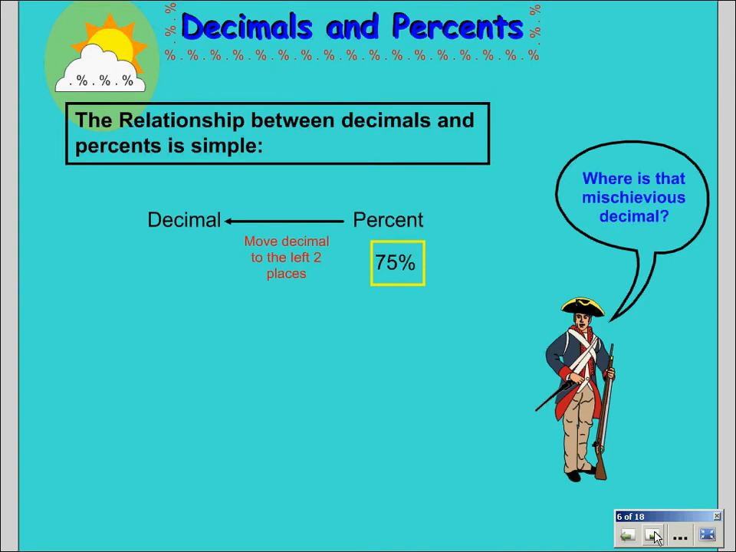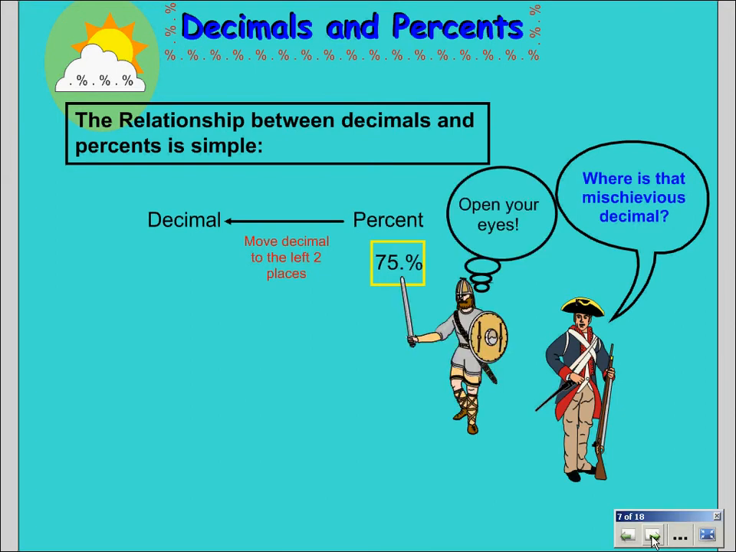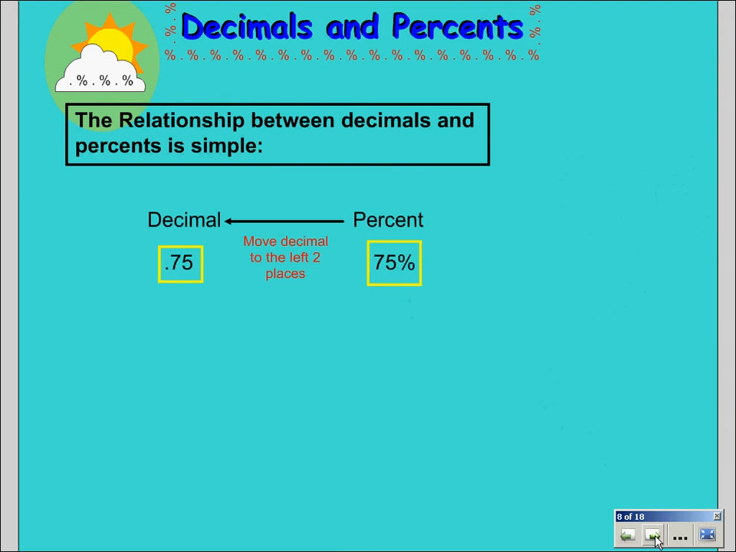Now, a lot of students have a difficult time understanding where the decimal is on a percent. Our decimal lies right in between our percent sign and our 5, making 75 a whole number. There it is. So we move it 2 places to the left, which again, like you saw before, is 0.75.